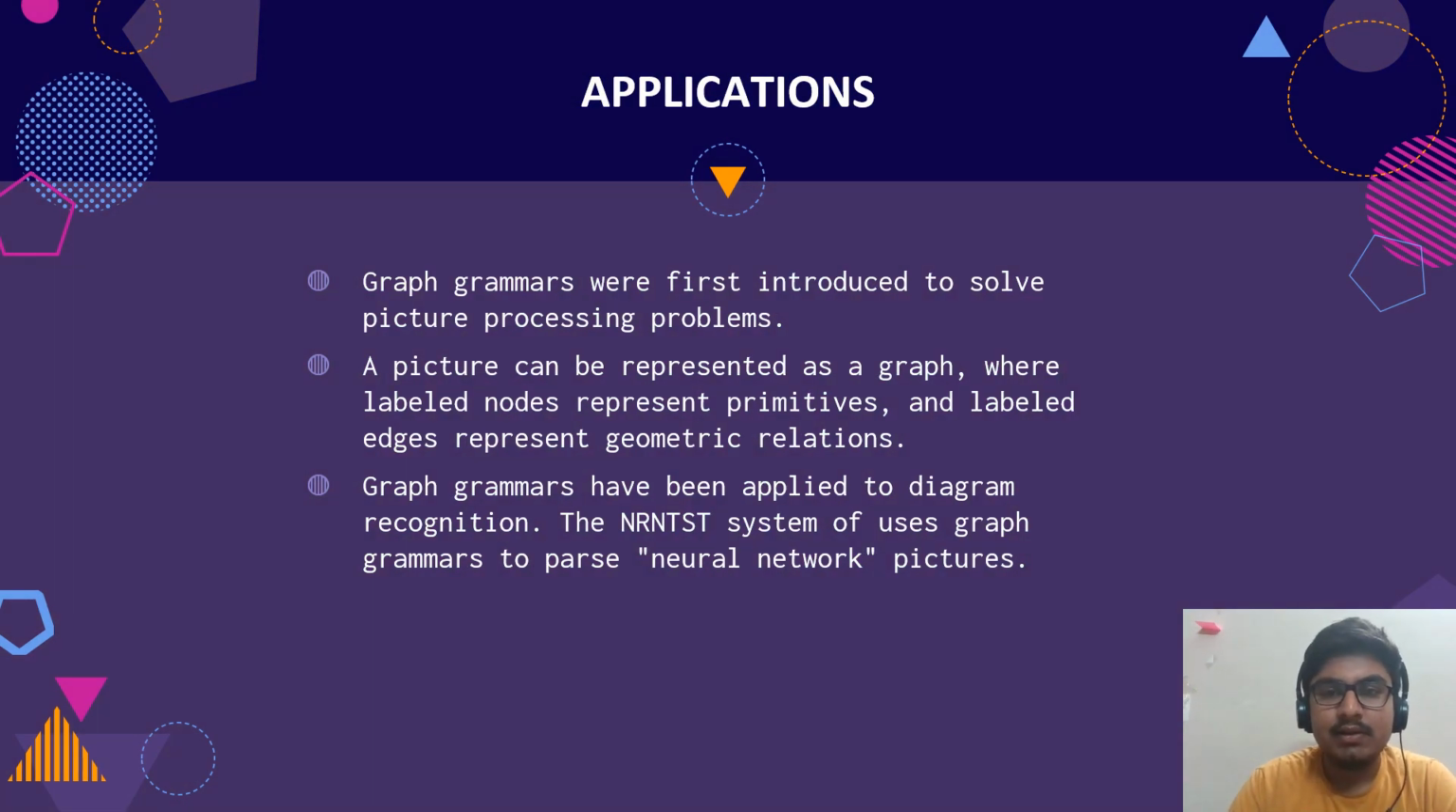The applications of graph grammar are: graph grammars were first introduced to solve picture processing problems. A picture can be represented as a graph where labeled nodes represent primitives and labeled edges represent geometric relations. Graph grammars have been applied to diagram recognition. The NRNTST system uses graph grammar to parse neural network pictures.